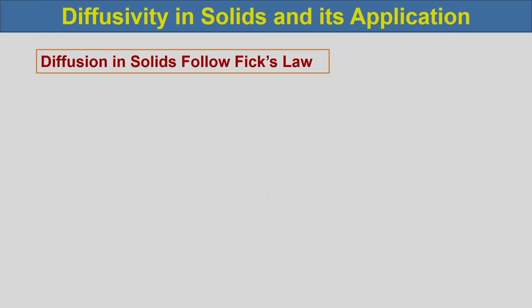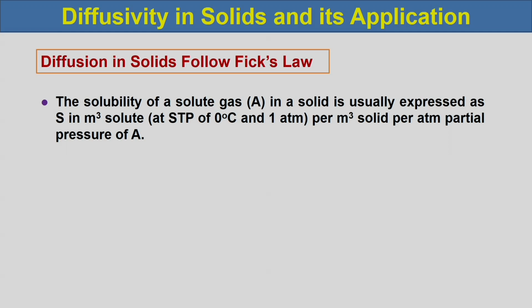So, the solubility term of a solute gas A in a solid is usually expressed as S in meter cube solute at STP of 0 degree centigrade and 1 atmosphere pressure per meter cube of solid per atmosphere partial pressure of A. So, S has the unit of centimeter cube STP per atmosphere centimeter cube of solid in the CGS system.